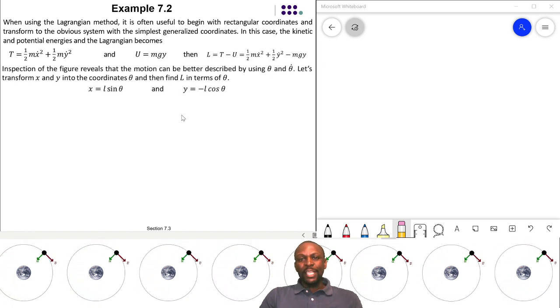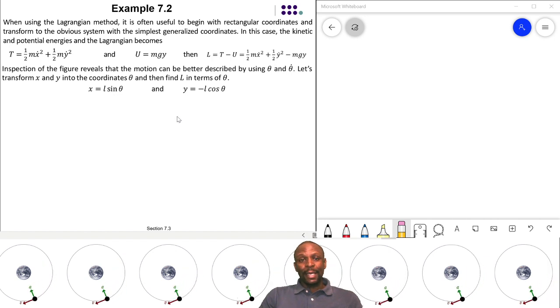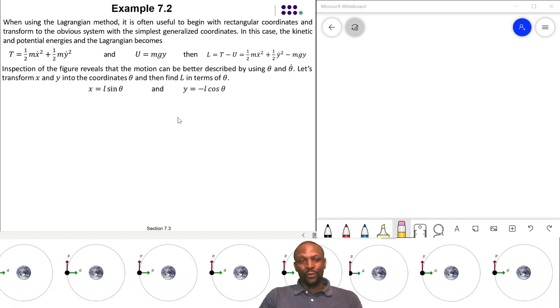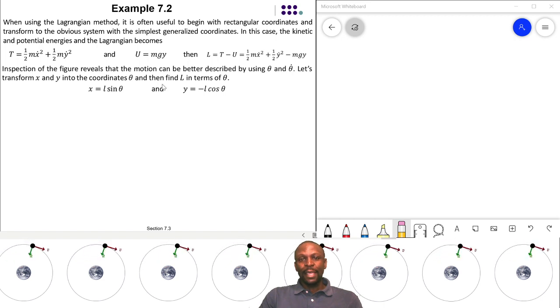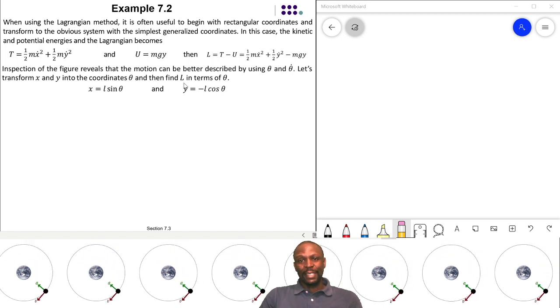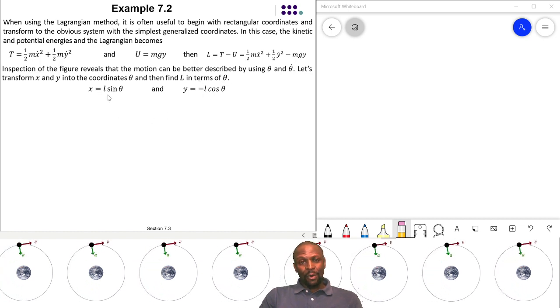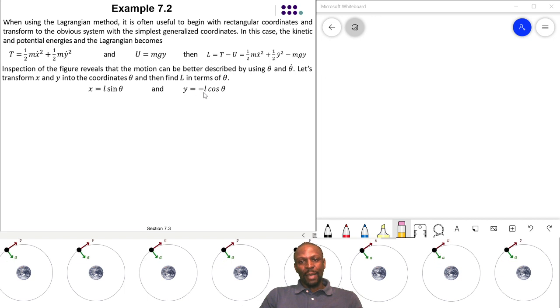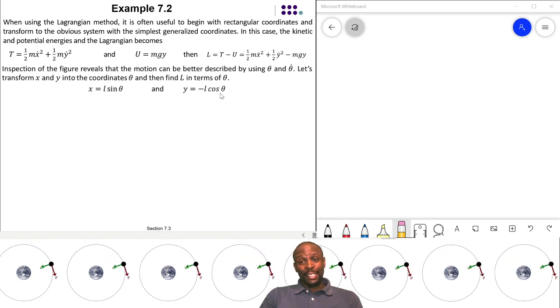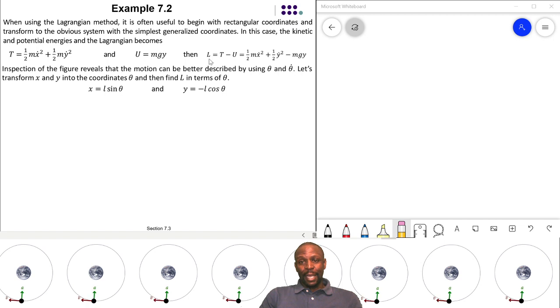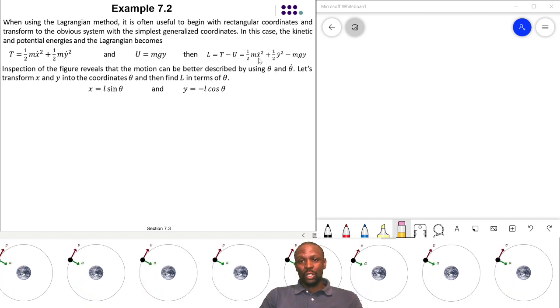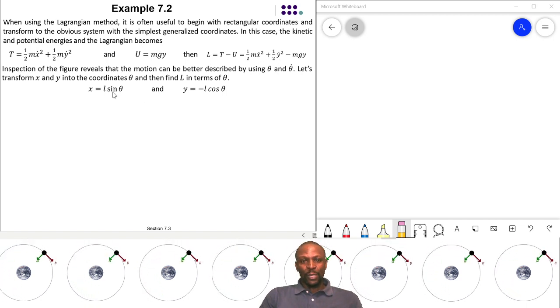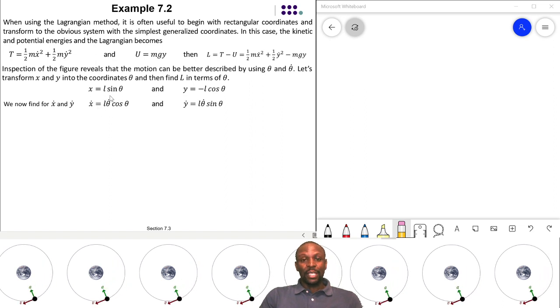Now we can also look at the diagram, and we can actually transform X and Y into the coordinate theta, and then we can also find the Lagrangian in terms of theta. Why? Because on the diagram, of course, we can see that X is equal to L sine of theta, and Y is just equal to minus L cosine of theta. Now, in order for us to have the Lagrangian, we just have to have the X dot and the Y dot.